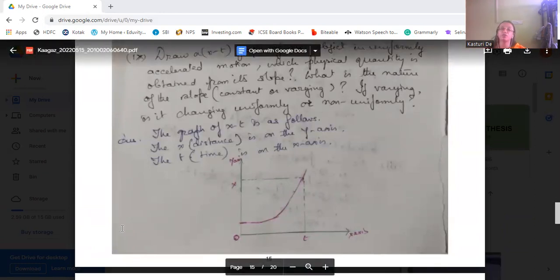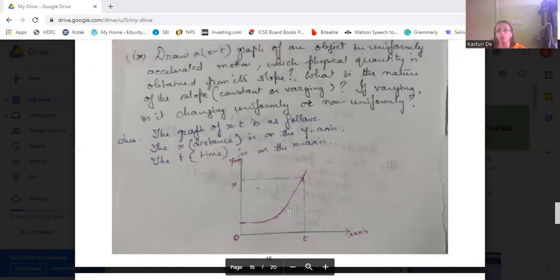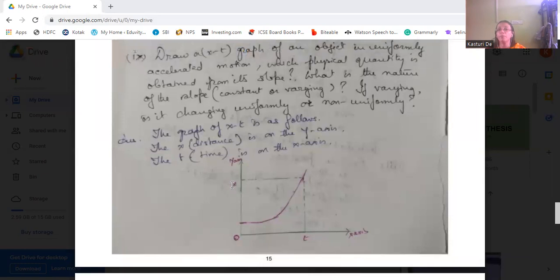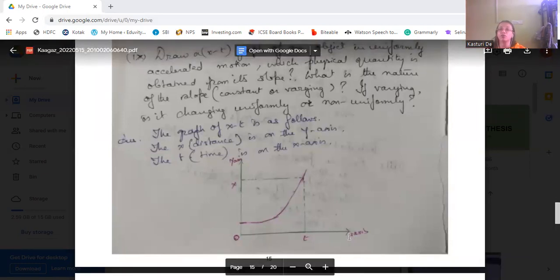So the x-t graph will be like this. It will be like a parabola. X is the distance, X on the y-axis. Okay. This 0 to x, that is the distance. Okay. And this is on the y-axis, and the time axis is on the x-axis.